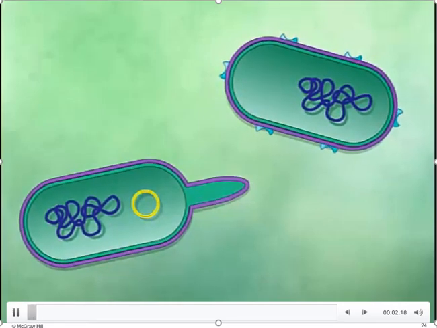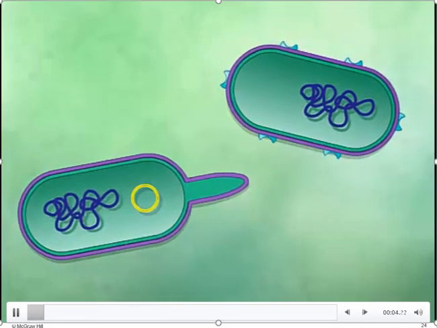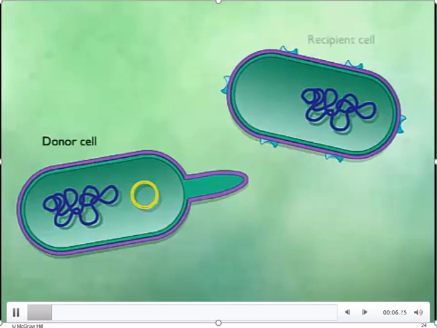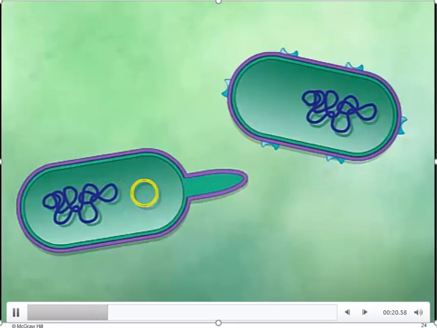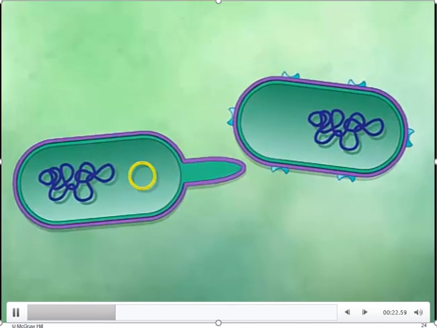Conjugation is a mechanism of gene transfer that requires direct contact between donor and recipient cells. A plasmid is a small piece of DNA, separate from the main chromosome, that carries genetic information for such things as antibiotic resistance. The first step in plasmid transfer is contact between the donor and the recipient.